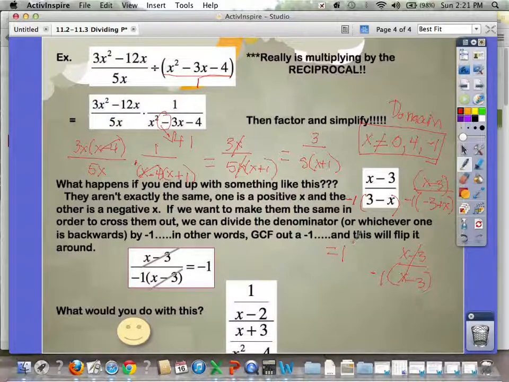And on the bottom, x cannot be 3 because the domain would not allow it to be 3. X cannot be 3 because that would make it 0. Okay, so the answer is negative 1 and x cannot be 3 as far as your domain. Okay? Alright, I'm going to move this out of the way. I've got one more problem.